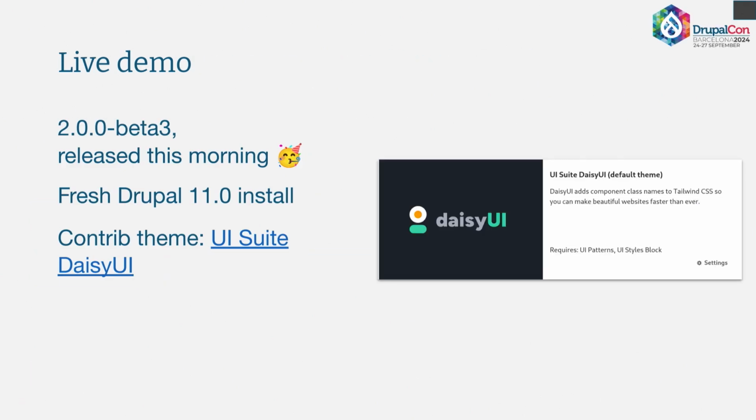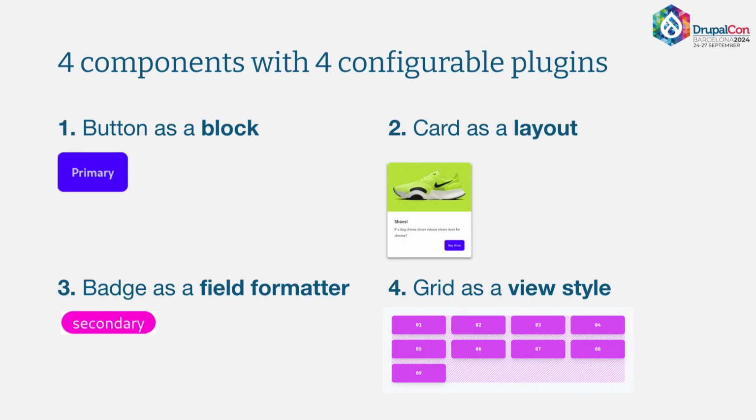So now we show you a live demo of UI patterns. For this we use Daisy UI from Michael here in the front. So what we will show you are 4 components, and we will place these 4 components in 4 places in Drupal. So we will start with a button component. We will place this as a block, a very simple use case.